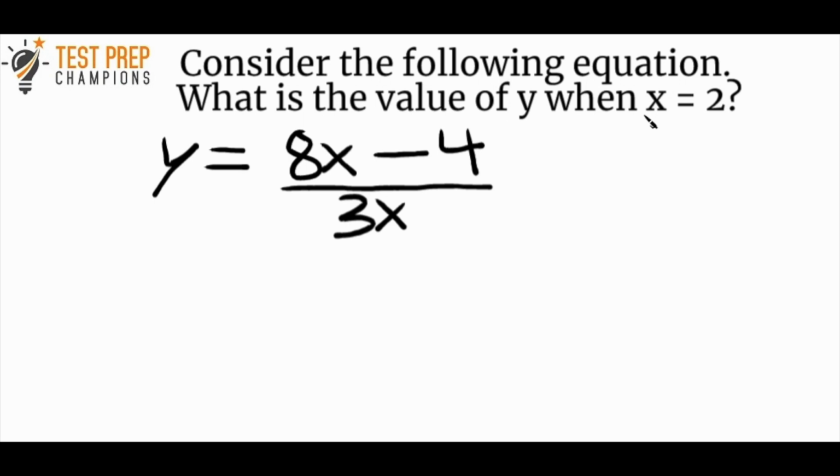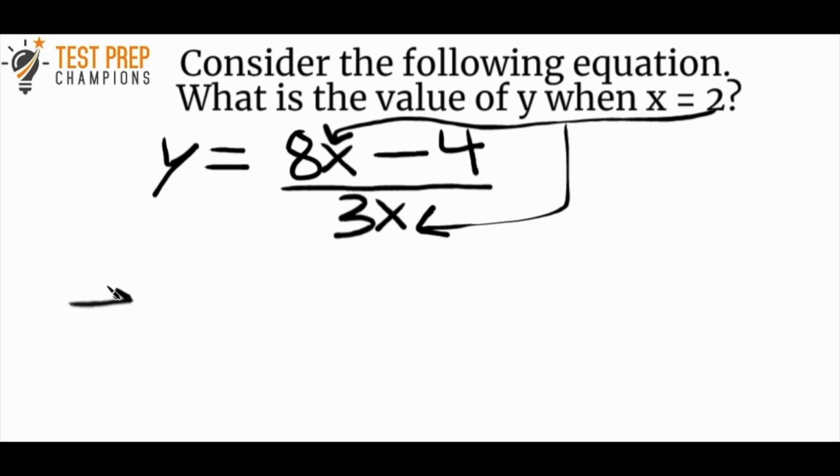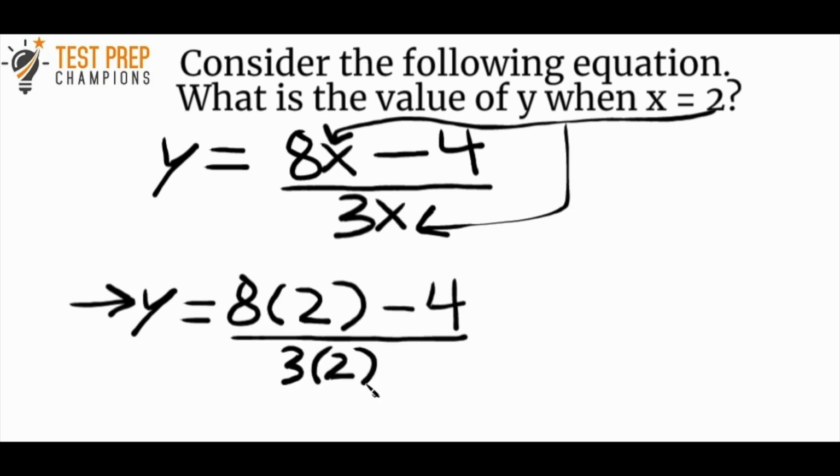So we're told here that x equals 2. So we want to figure out what y is. All we're going to do here is take this 2, and everywhere that we see an x, we're going to replace that x with a 2. So let me rewrite this now, replacing all of the x's with 2's. Okay, so we now see 8 times 2 minus 4, all over 3 times 2.